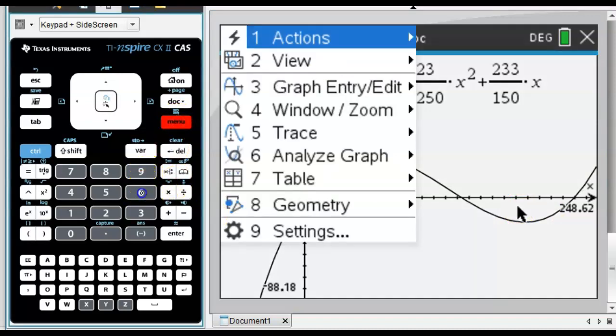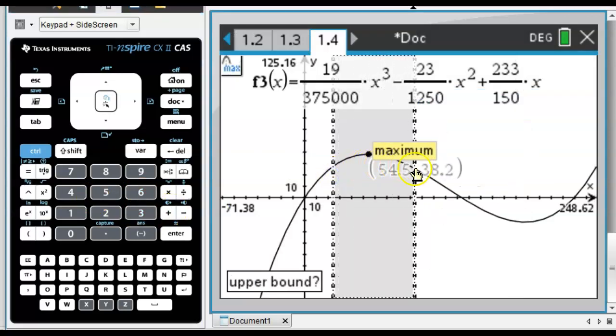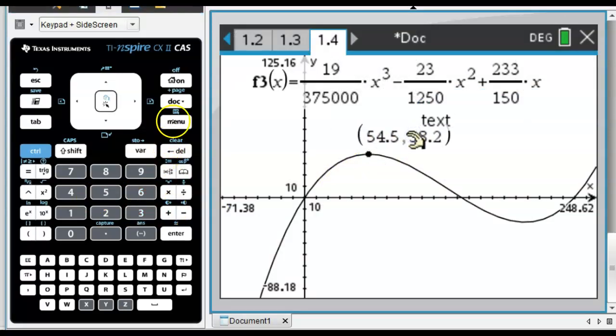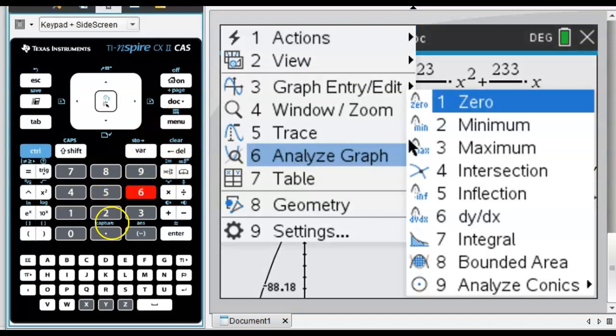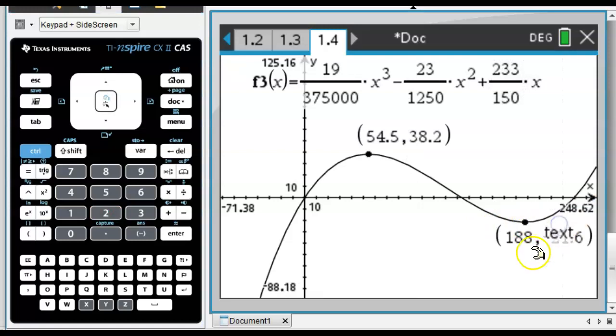So number 6, which is analyze graph. This time I'm going to start with the maximum. Right, one click on either side of the maximum. Right, go back to menu, analyze graph. I'm going to select the minimum in this case. Right, 1 point on either side of the minimum. Right, now again, the deviation, which is basically referring to the y value in this case. Right, the maximum is 38.2 units away from the x-axis. The minimum is 21.6 units away from the x-axis, which means the maximum deviation is 38.2.